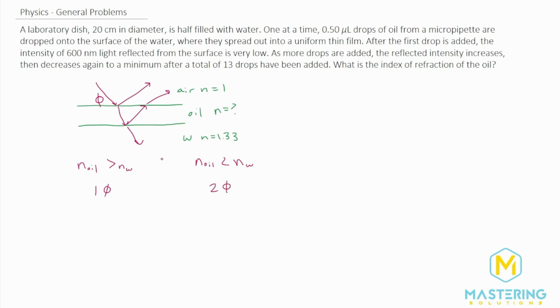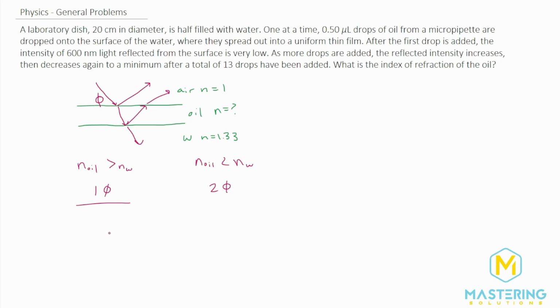To figure out which one we have to go with, we have to do a little bit of reasoning. The question says that when we added 1 drop of this oil, 0.5 microliters, the intensity of the light from the surface is very low. So that's going to be destructive interference. With just this teeny amount of oil, the path length difference is very small, but we still got destructive interference. So that must mean that there was exactly just one phase change, and we're going to be going with this.